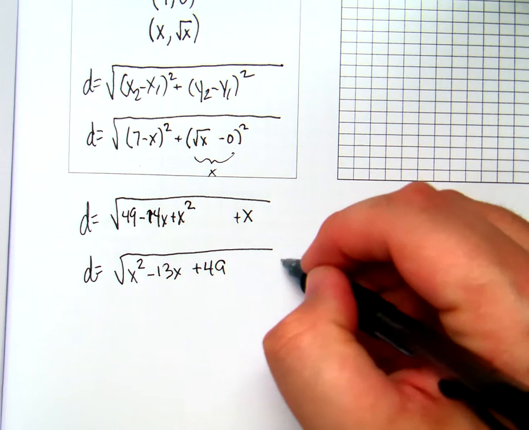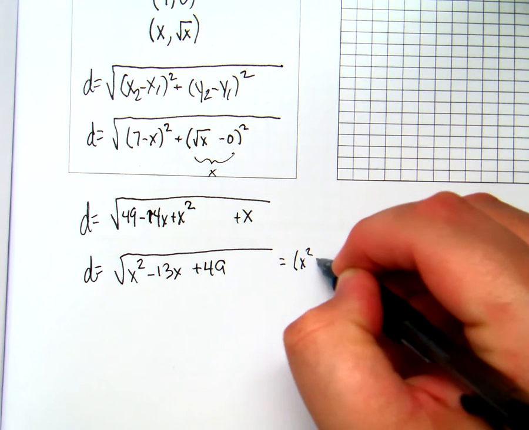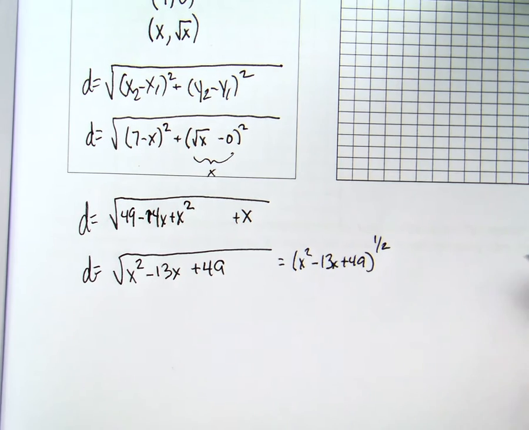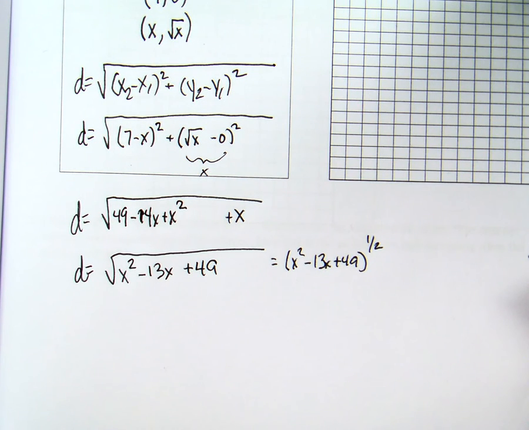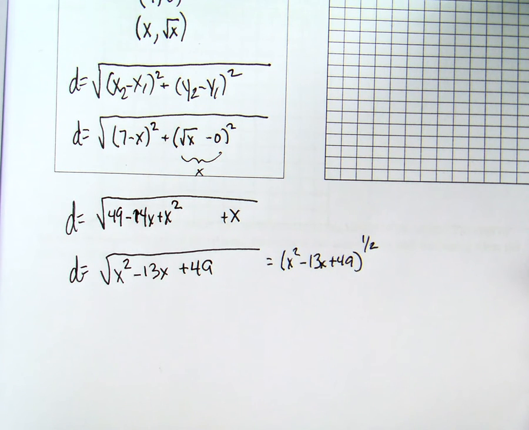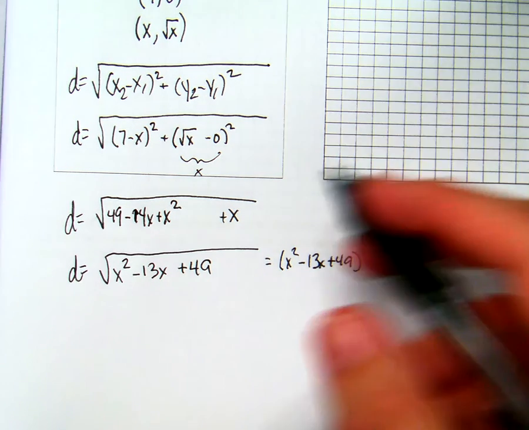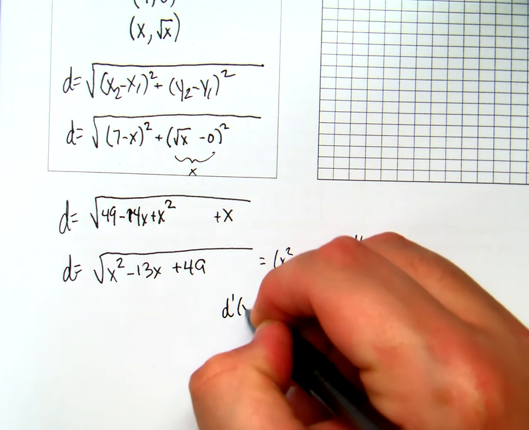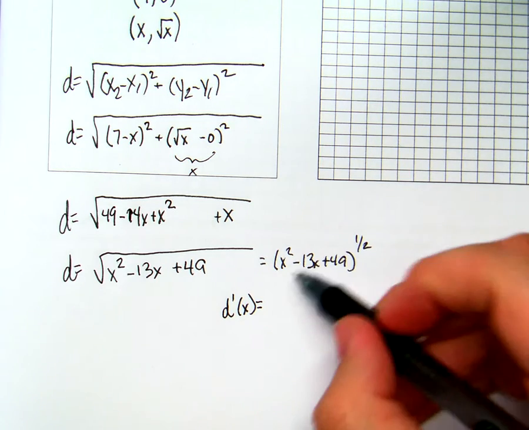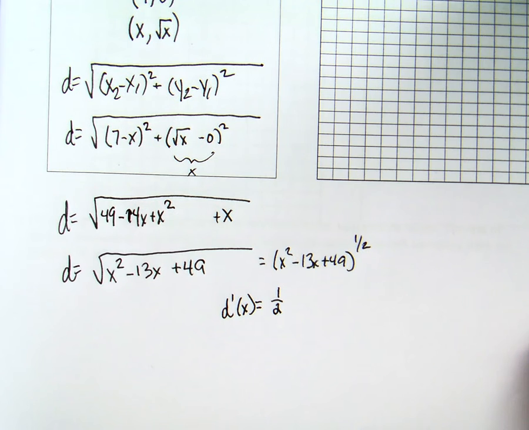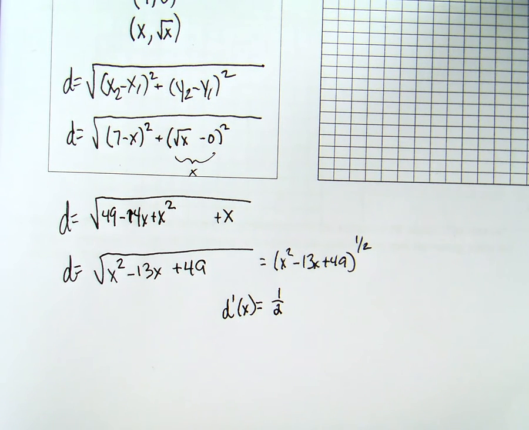And even better, now I can just use a power rule with a chain rule, right? Everybody still with me there? All right, so now let's find D prime of x. Power rule. Because we're trying to find a minimum value, the way that we find the minimum value is take the derivative, set it equal to 0, and go.